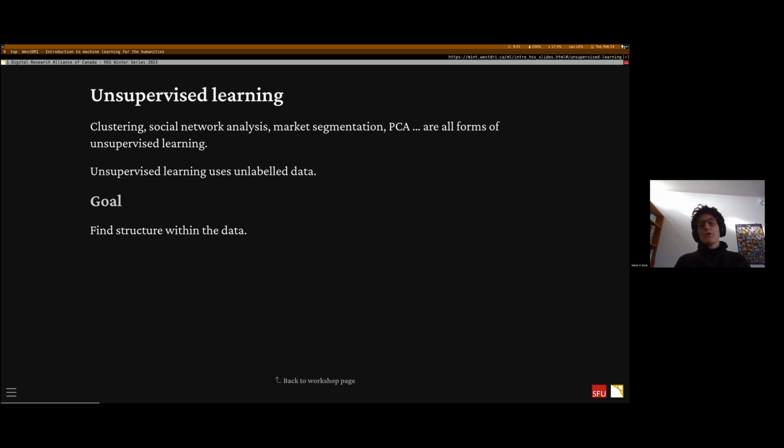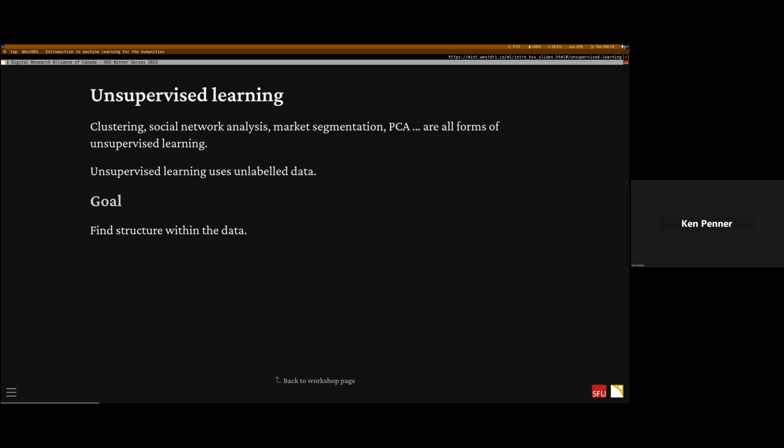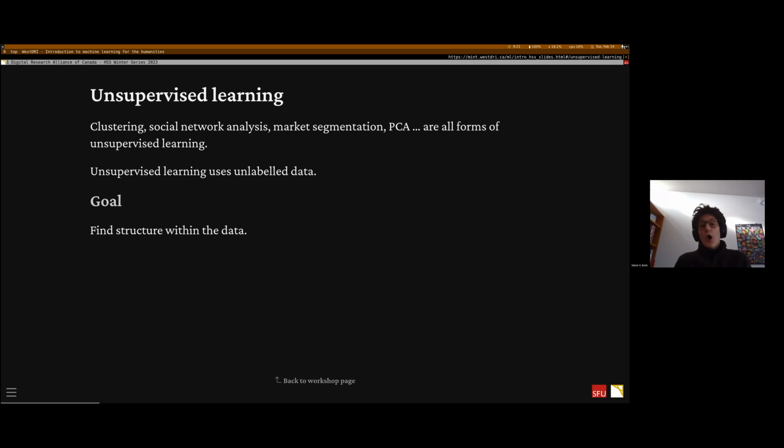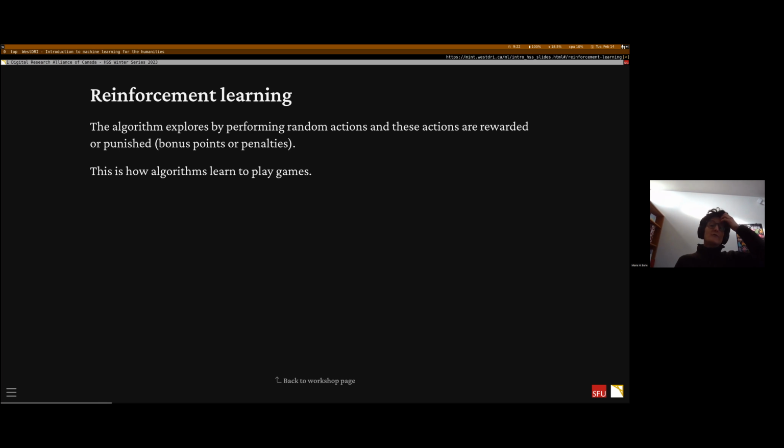There are other forms of learning, and I won't go into that today, but one is unsupervised learning. And that's when you don't have pairs of input-output, so you don't have pairs of X's and Y's, you just have some X's. You just have some data that are unlabeled. So that means that they don't have their Y variables. This is, for instance, what you do when you look at PCAs or clustering or social network analysis or market segmentation. Basically, you have a bunch of data, and the goal here is to try to find some structure within the data. And then there is reinforcement learning.